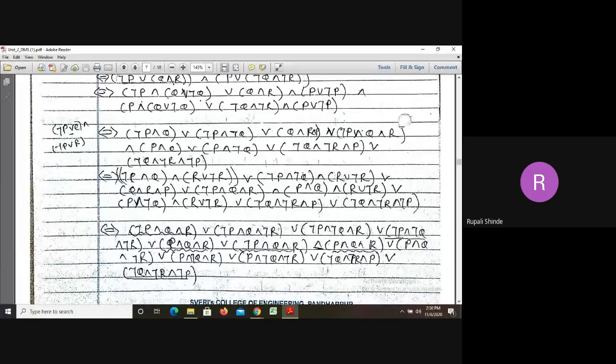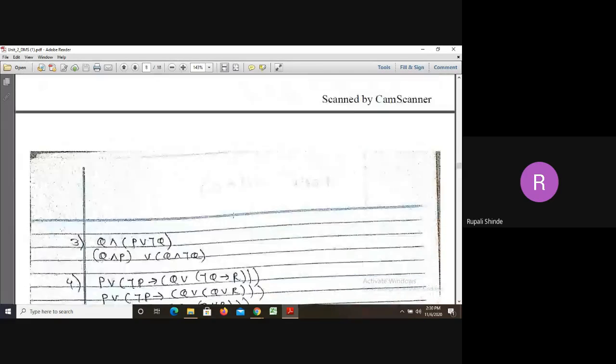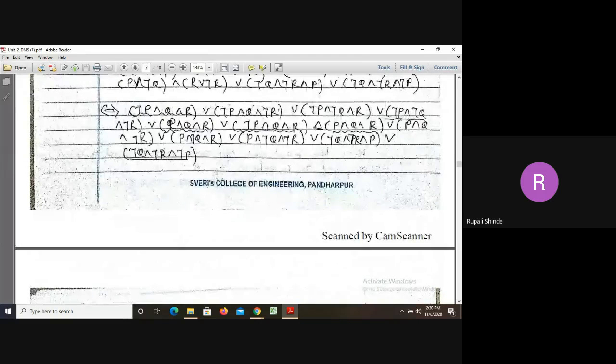Again here we have to apply the distributive law as P and Q and R, or P and Q and negation R. Again we have to apply the distributive law here for these two terms, P and negation Q and R, or P and negation Q and negation R. So after simplifying this, you will get this one as the answer.